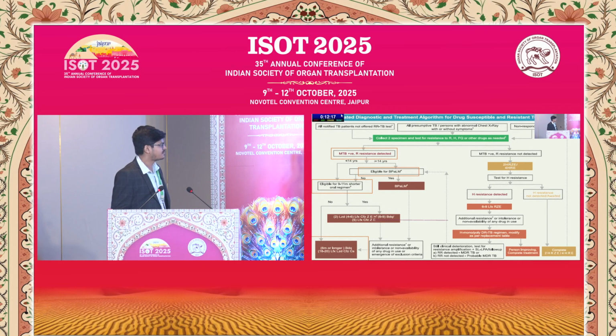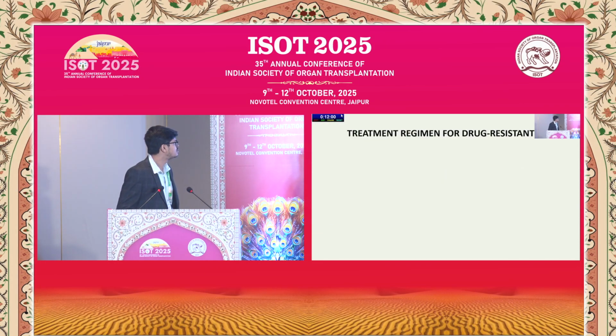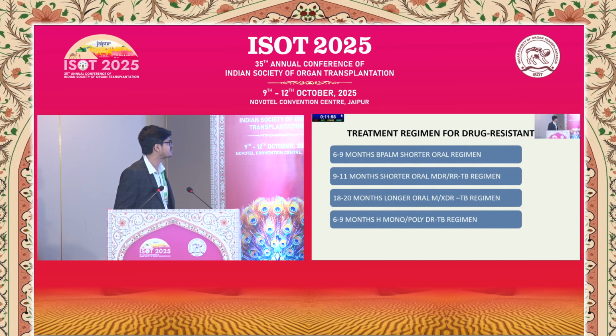Suppose this patient is rifampicin sensitive, then we have to check for isoniazid resistance. If the patient has isoniazid resistance, then we have to replace the isoniazid with levofloxacin and continue the treatment for 6 to 9 months. If the patient has no isoniazid resistance, then we use conventional therapy. These are the 4 different regimens we are using currently for drug-resistant tuberculosis.